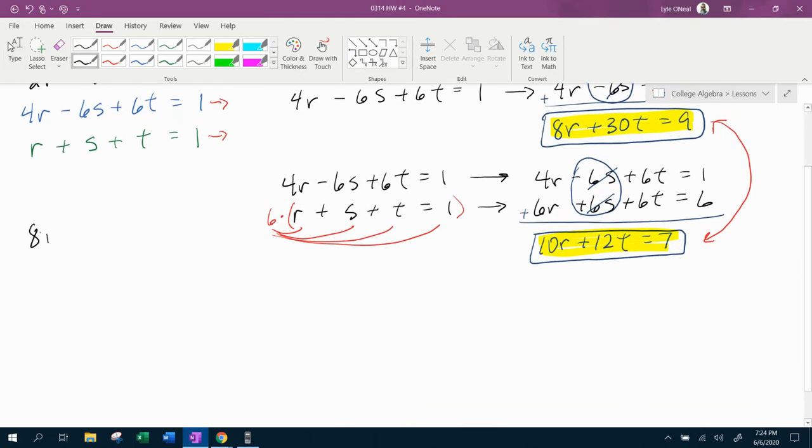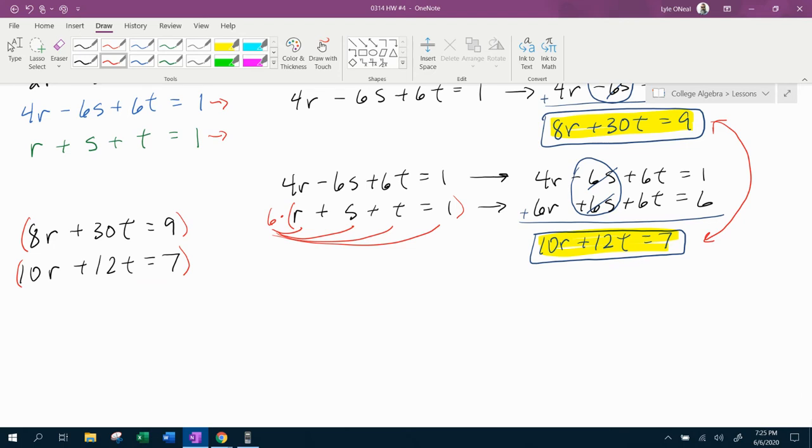Let's recopy 8r plus 30t equals 9 and 10r plus 12t equals 7. And we're going to have to get either r or t to cancel, and I'm noticing that neither one of those is going to be super easy to cancel. This is just, it's not going to be fun from here, okay? We're going to have to multiply both of these equations through by something.